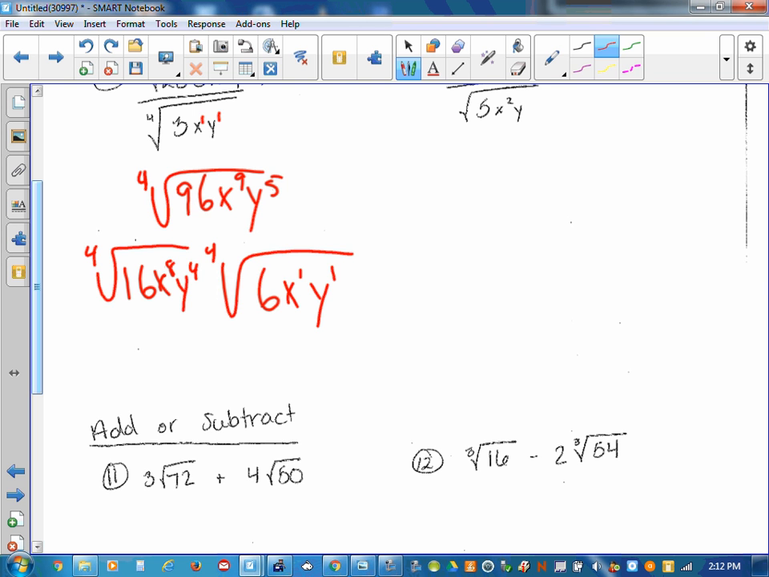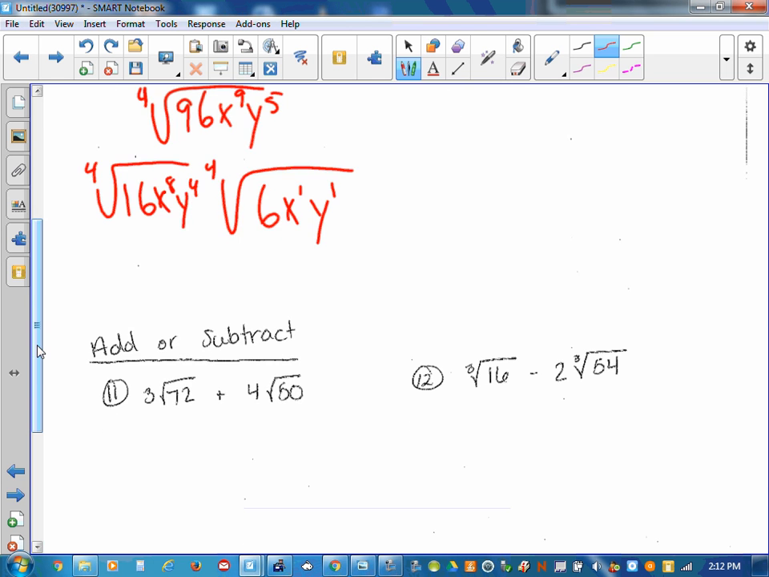And then when you get done with this, as I've always said in class, you need to make sure that it makes the original. 6 times 16 is 96. X times x to the 8th is x to the 9th, and so on, y to the 5th. Okay, we got the good stuff here. 2x squared y, fourth root of 6xy.